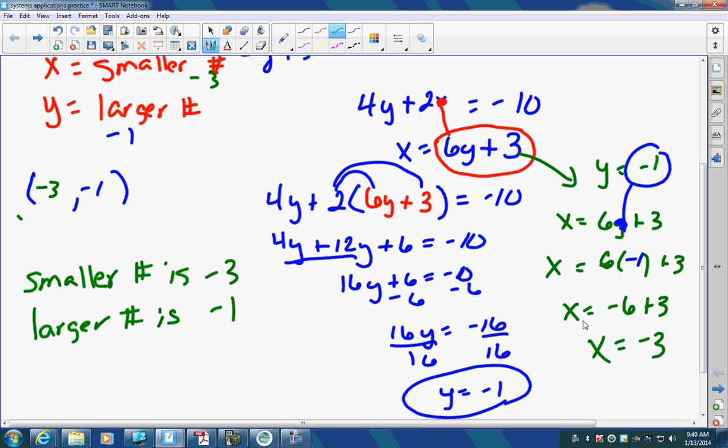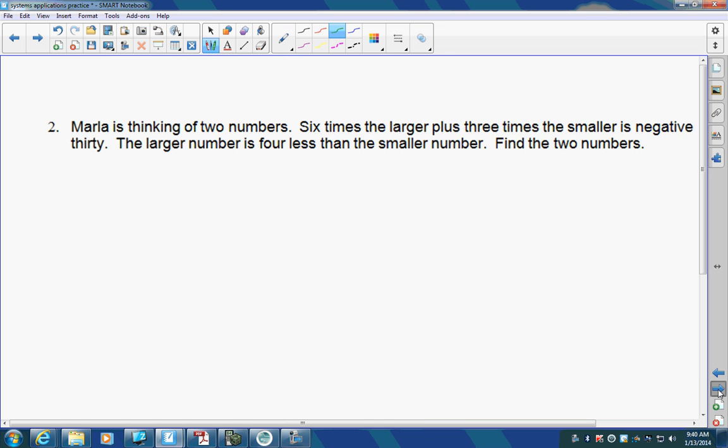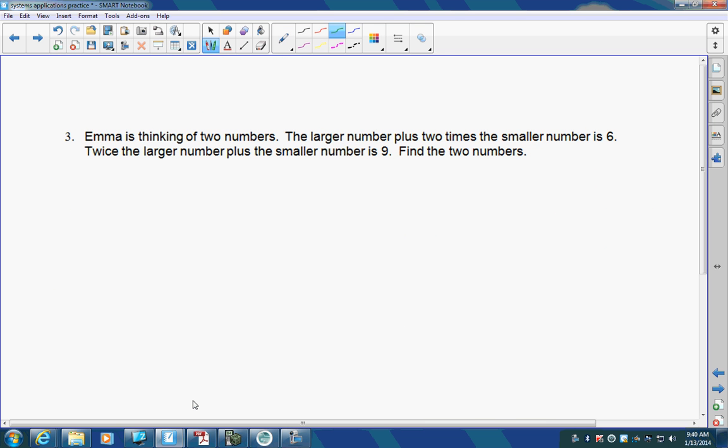Number 3. Number 3 says Emma is thinking of two numbers. The larger number plus 2 times the smaller number is 6. Twice the larger number plus the smaller number is 9. Find the two numbers.